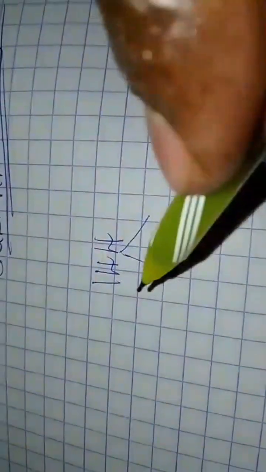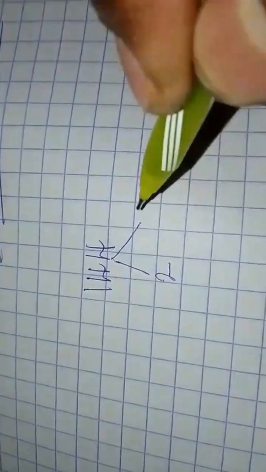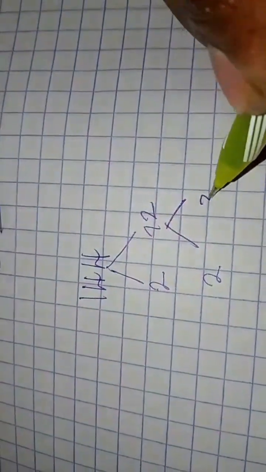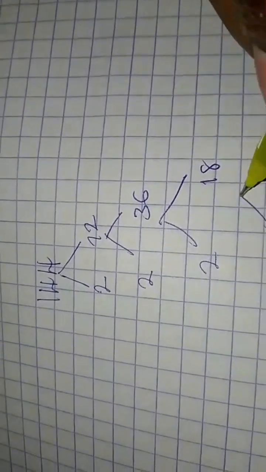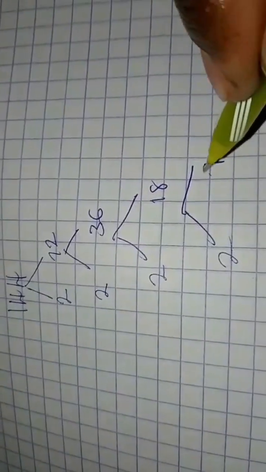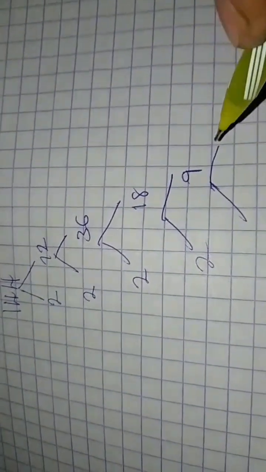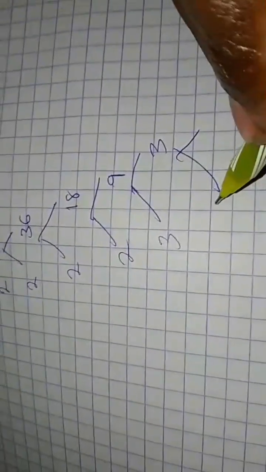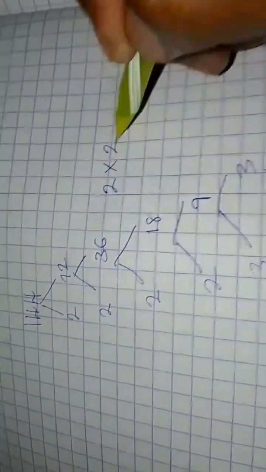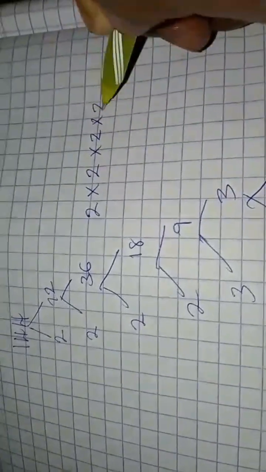For example, 144 divided by 2 is 72. 72 divided by 2 is 36. 36 divided by 2 is 18. 18 divided by 2 is 9. 9 can only be divided by 3 to get 3. And 3 can be divided by 3 to get 1. So it becomes 2 times 2 times 2 times 2 times 3 times 3.